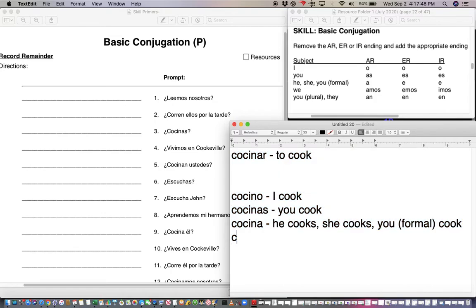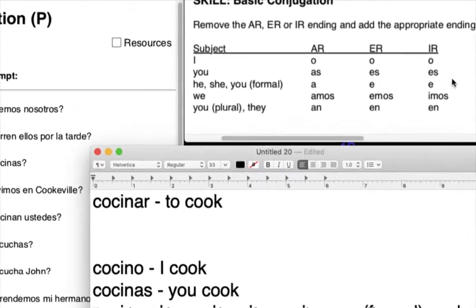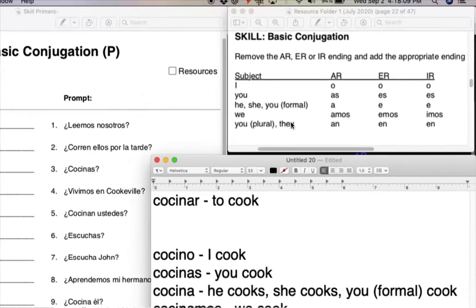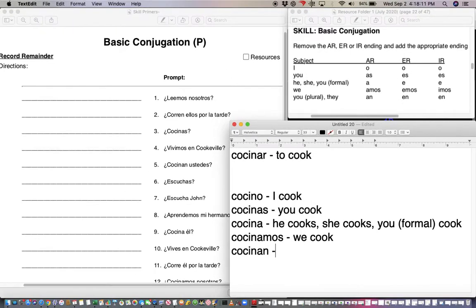Okay. Cocinar, take off the AR. If we add AMOS, this means we cook. And cocinar, take off the AR, and we put on it, AN. We have here, AR verb, AN. This is the one that goes for you all or they. So cocinan means either you plural, let's just say y'all, cook, or it can also mean they cook.